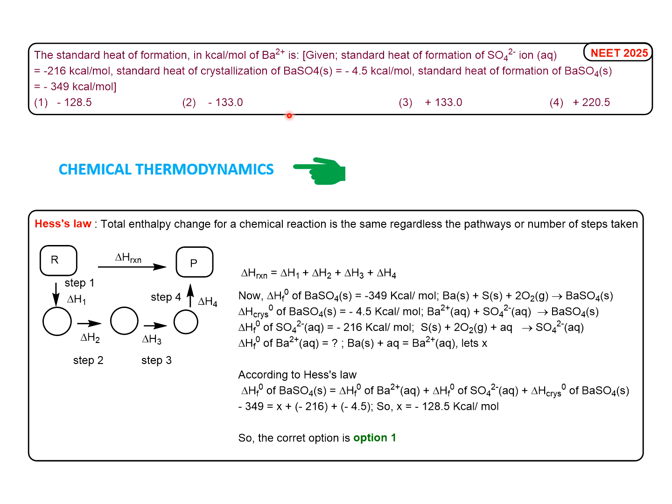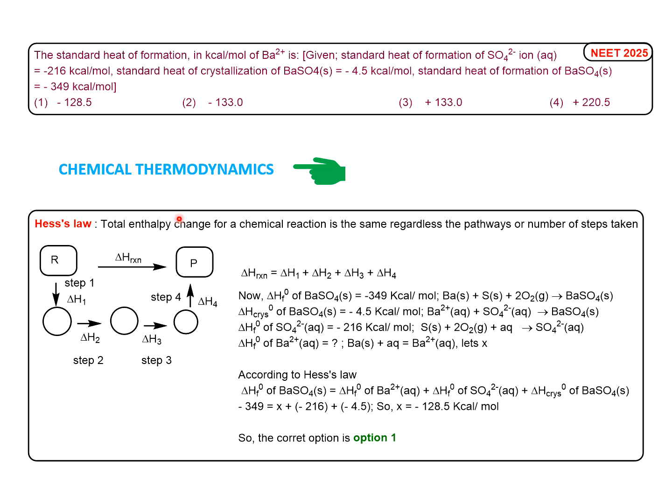So to calculate this, some values are given: the standard heat of formation of sulfate ion aqueous is minus 216 kilocalorie per mole, the standard heat of crystallization of barium sulfate solid is minus 4.5 kilocalorie per mole, and the standard heat of formation of barium sulfate is equal to minus 349 kilocalorie per mole. Now we have to calculate the standard heat of formation for barium 2 plus.